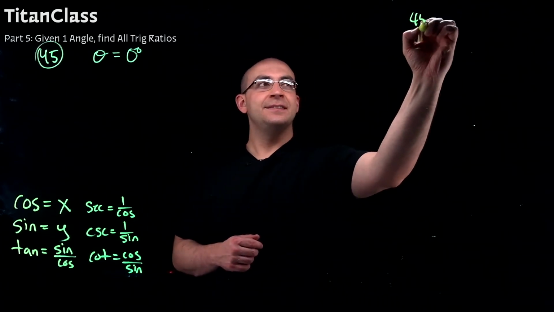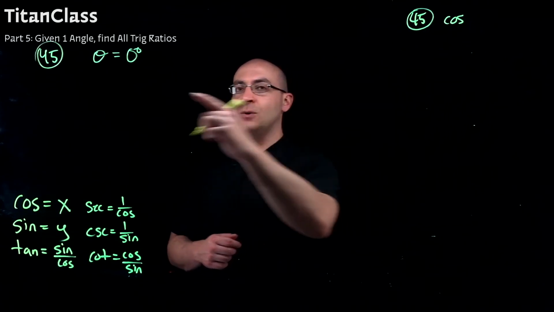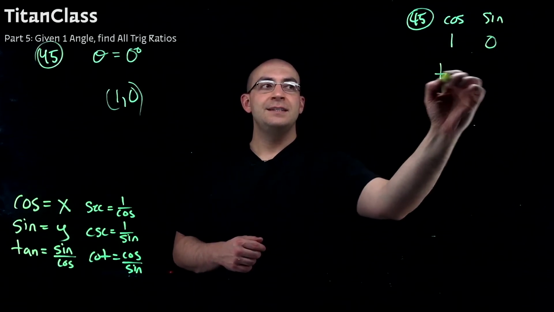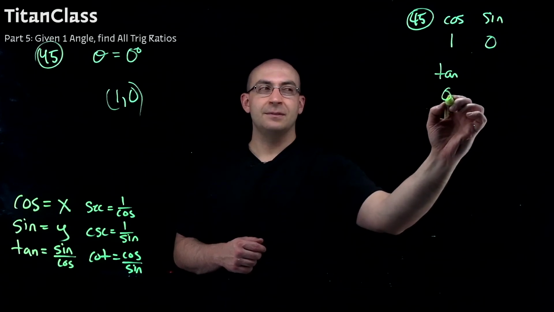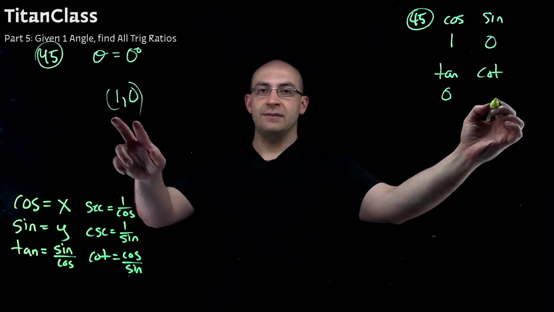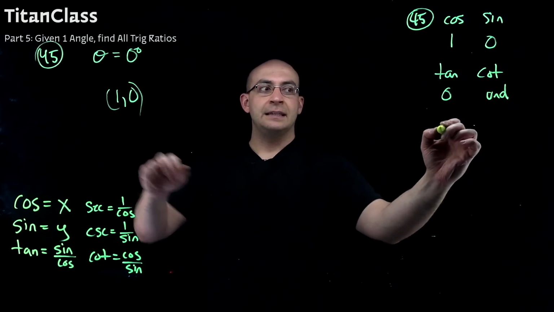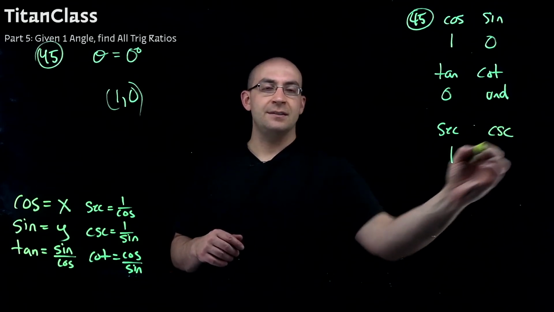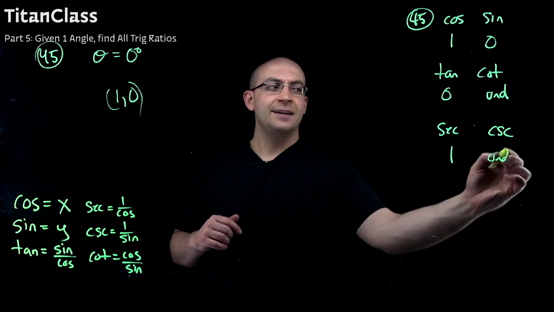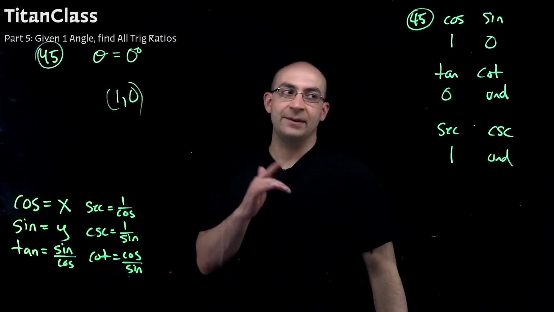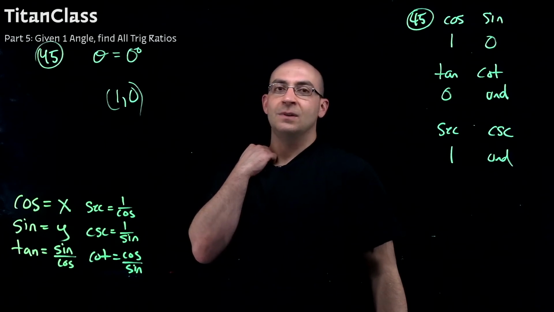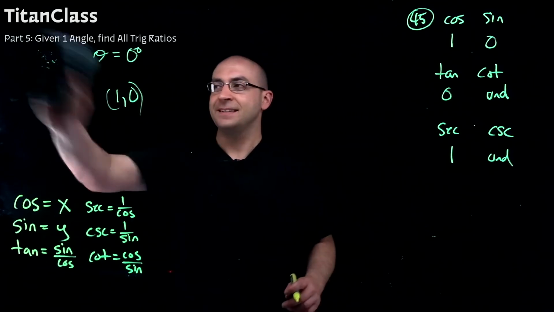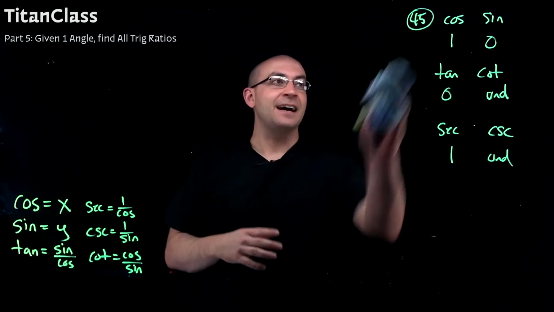So 45: the ordered pair here is 1, 0. Cosine is 1. Sine is 0. Tangent is sine divided by cosine, which is 0. Cotangent is cosine divided by sine, which is undefined. Secant is 1 over cosine, which is 1. And cosecant is 1 over sine, which is undefined. So you see how the cotangent and cosecant kind of flip the values with tangent and secant, right? So undefined changes when our 0 is in a different spot, right? Very interesting.